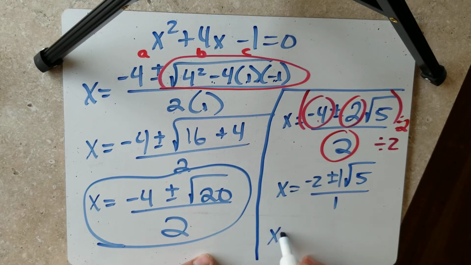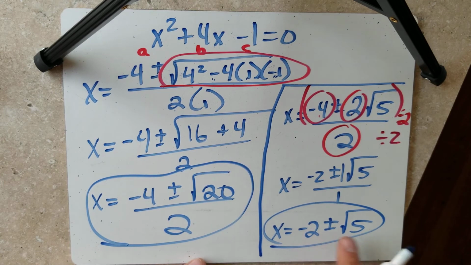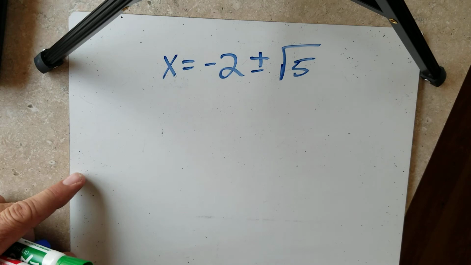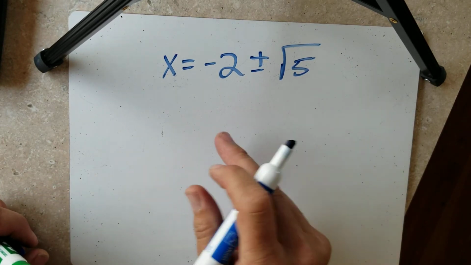So if I cleaned up this answer, it would look like this: -2 plus or minus the square root of 5. And remember, that does represent 2 answers: -2 plus the square root of 5 and -2 minus the square root of 5. All right, just another comment about this answer. Remember, there are 2 answers, and they are the x-intercepts.